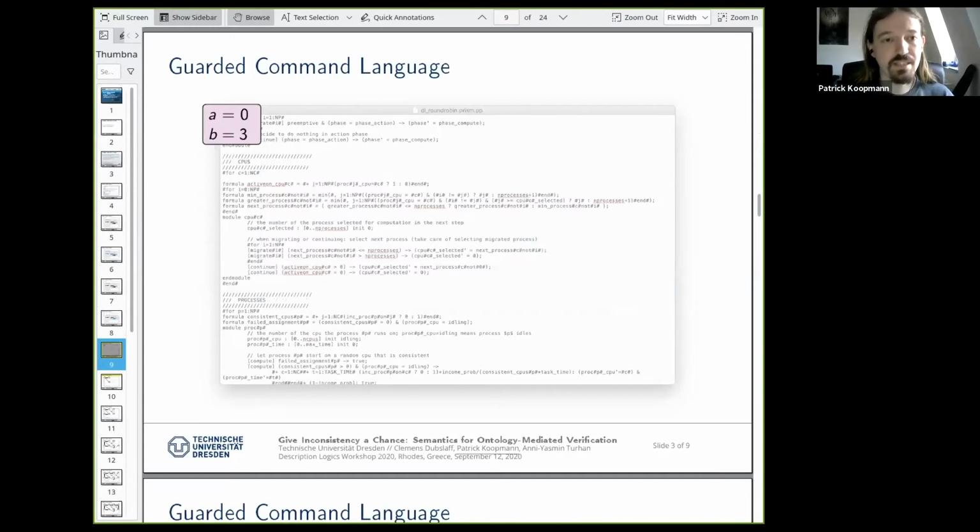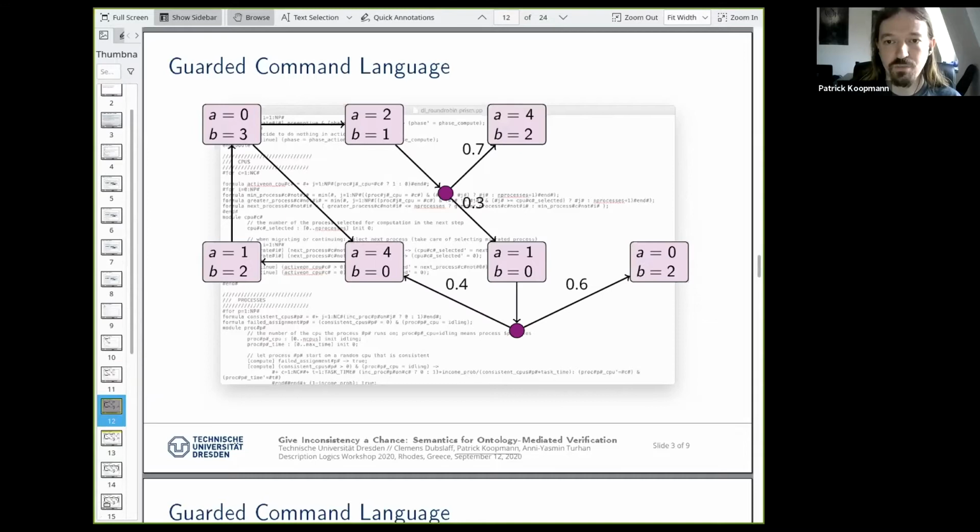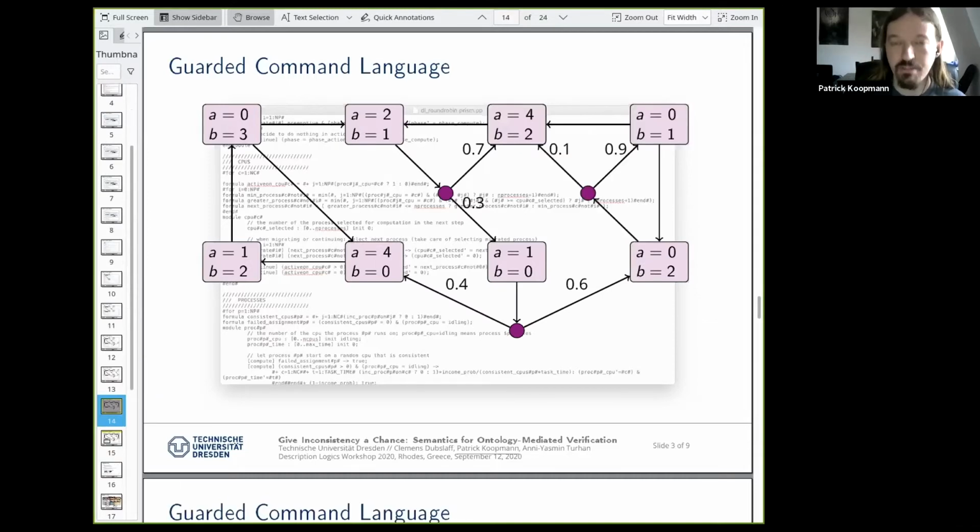And what we obtain this way is a state graph describing the different states of the system, where each state corresponds to a variable assignment. So we have here a non-deterministic choice of going into two different states. And from here on it continues, and we obtain a Markov decision process. And on this model, we are now evaluating the stochastic properties that we're interested in.